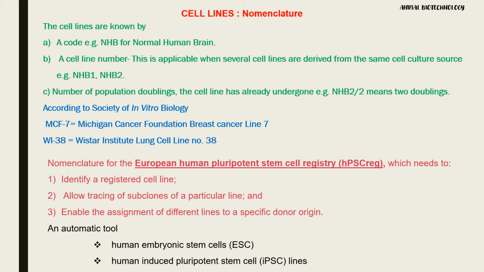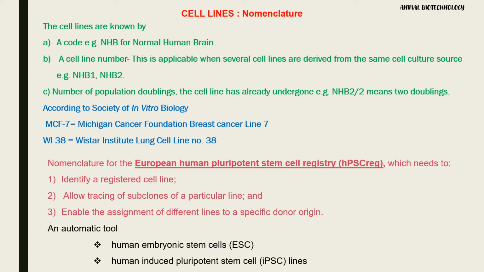According to the Society of In Vitro Biology, 4-letter acronyms can be used to designate special or specific cell lines, or the initial 2 letters to indicate the institution of origin. Example, MCF7 means Michigan Cancer Foundation Breast Cancer Line 7. Other one, WI38. It means Wistar Institute Lung Cell Line number 38.